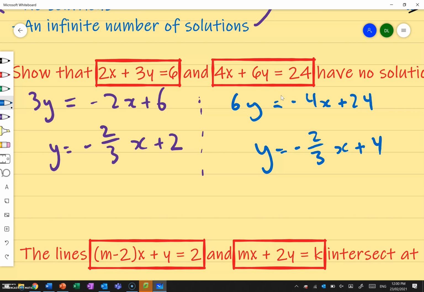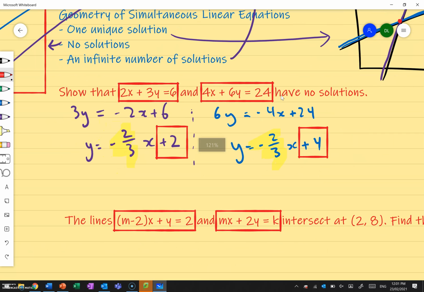All right, what do you notice? Same gradient, perfect. They're the same gradient. But what's telling me that they're not exactly the same line? How come there are no solutions and not an infinite number, Ryan? Different y-intercepts. Perfect, different y-intercepts, right? This plus 2 and plus 4 value tells me how high up on the y-axis it's going to be. So in this case, I've got two lines with different y-intercepts, same gradient, and therefore no solutions. That's one way you can do it.